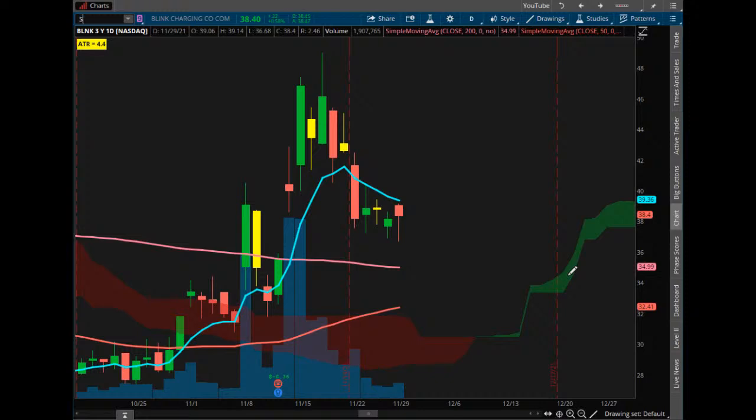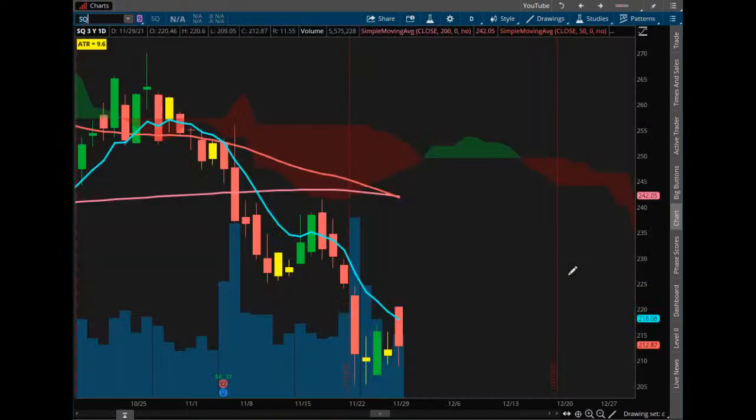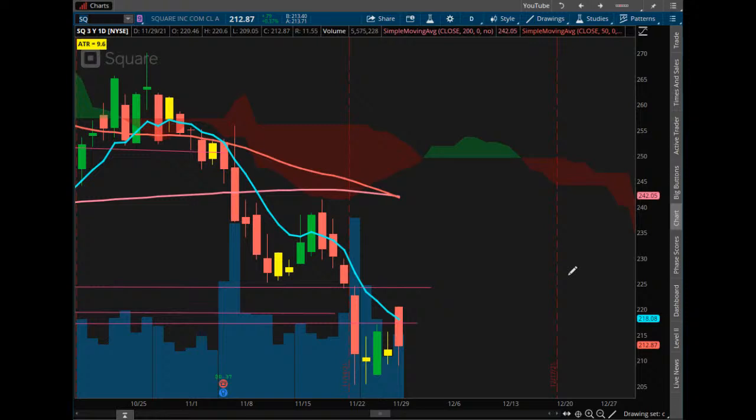And you got Square. Yeah, Square too. Again, same thing. Kind of probably moved up with the Jack leaving Twitter news, right? And then just kind of faded along with Twitter as well, right? So we had that type of action there today.